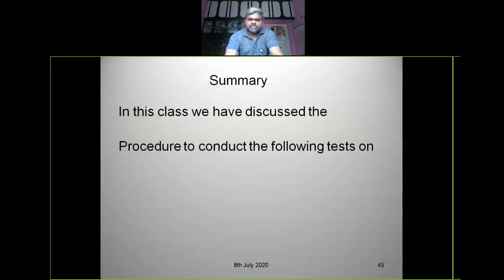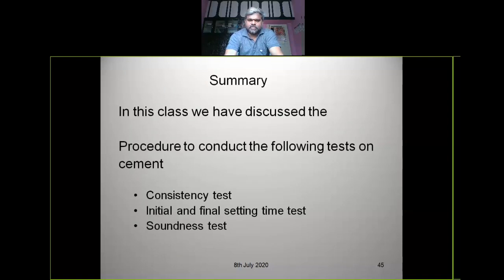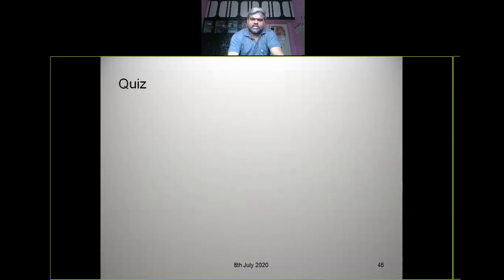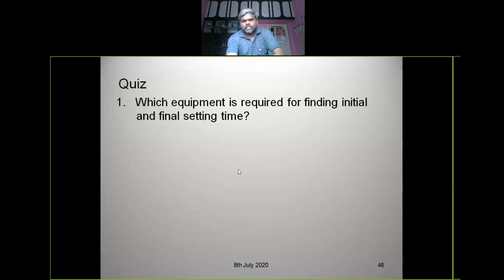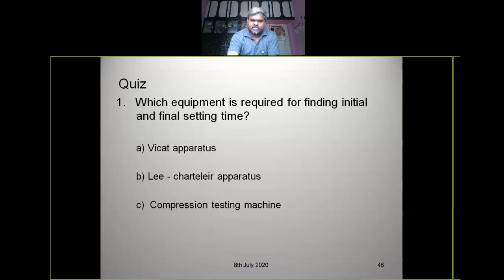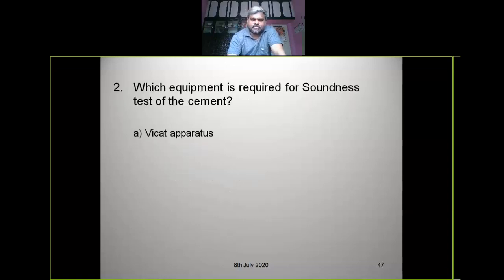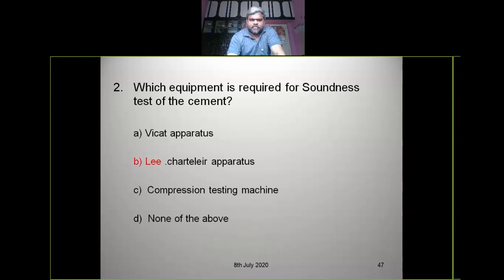So in this class we have discussed the procedure to conduct the following tests: consistency, initial setting time, final setting time, soundness, and even compressive strength. And these are the questions which could be raised. Which equipment is used for finding the initial and final setting time? That is the Vicat apparatus, not the Le Chatelier apparatus or compression machine. For competitive exam purposes, which equipment is required for the soundness testing of cement? Anybody? That is the Le Chatelier apparatus.